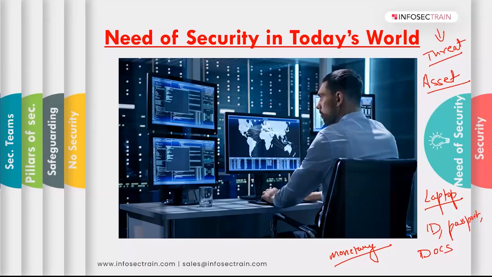Then lots of financial frauds are happening. To protect from financial fraud, we need security. Like we have banks. Sometimes you hear the news that someone is calling you and saying that your credit card or debit card has been blocked, and for renewing it, just give your card number, your CVV, your PIN, and done. You share the OTP and your money is deducted. For that also, we need some cyber awareness training, and also we need to be safe. So the bank also has to follow some security measures. That is also one reason.